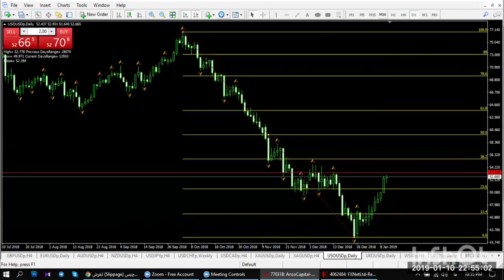Okay, so please let me clarify exactly what I want to do. Alright, here I have a swing low, a pivot here. So I will buy at this area.